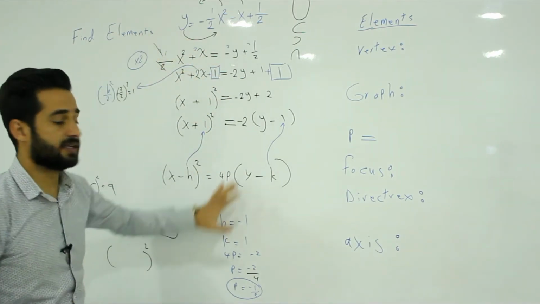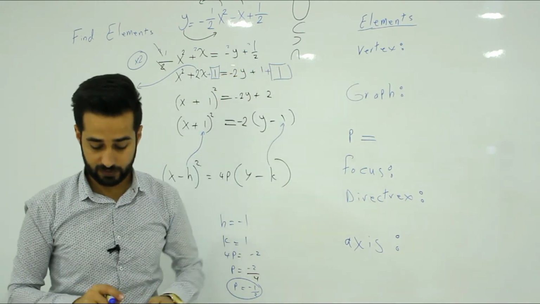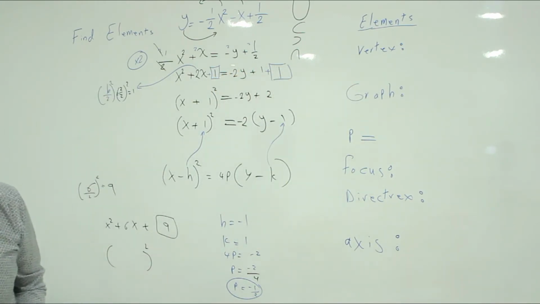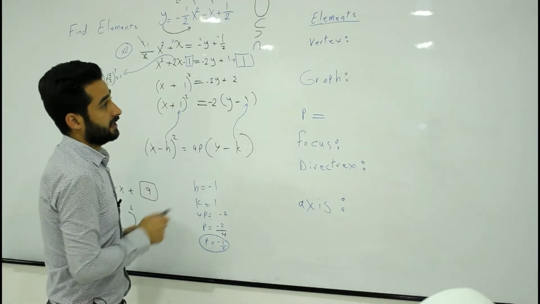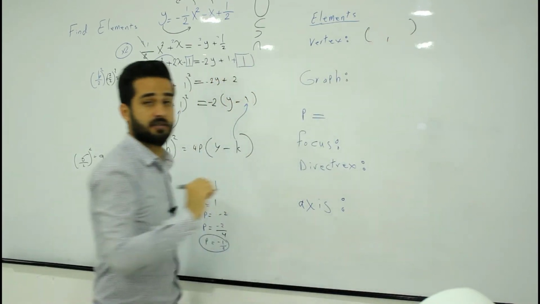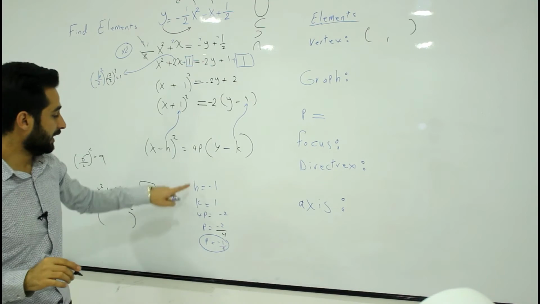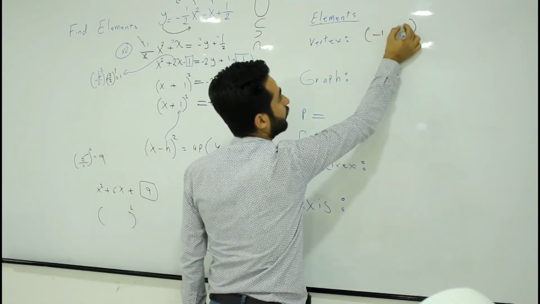After we finish this, we have to go to find elements. How can we find the elements? For example, a vertex is h and k. This is the main thing to do all of them. h and k. h is minus 1 and k is 1. So minus 1 and 1.